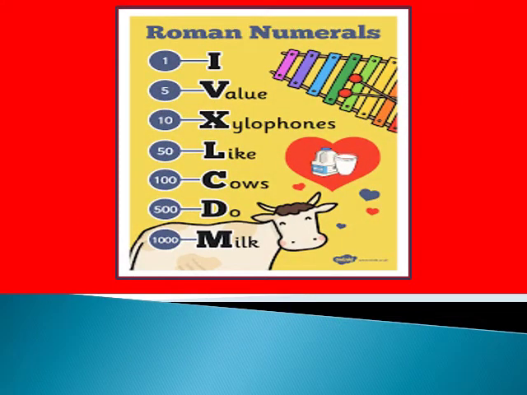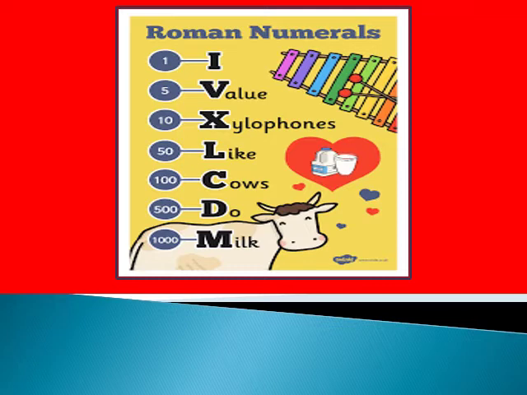I hope the previous slide was exciting, and as exciting as the previous slide is the present slide. Now this is also another way you can remember the values. You can also, to be very clear, remember which are the 7 letters which have been assigned the values in Roman numerals. So if you remember this sentence, I value xylophones like cows do milk. I repeat, I value xylophones like cows do milk.